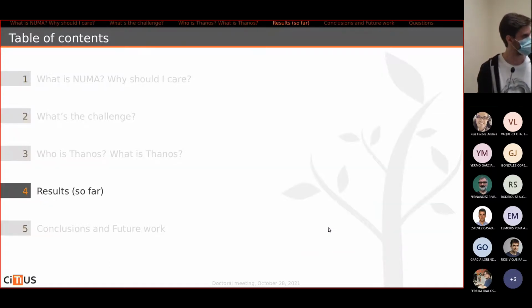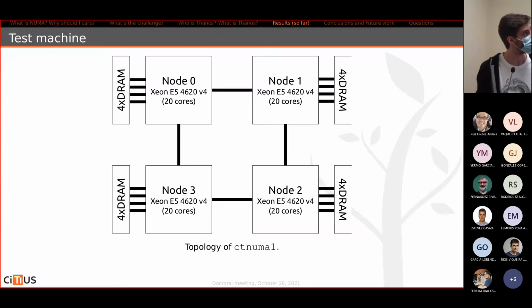I can now show you some results we have collected so far. For our test, we used the machine I showed you before, CiTIUS 1, with 4 nodes, 20 cores in each node, and 64 gigabytes of memory in each node. This is kind of ideal for the task because it shows some high remote latencies.